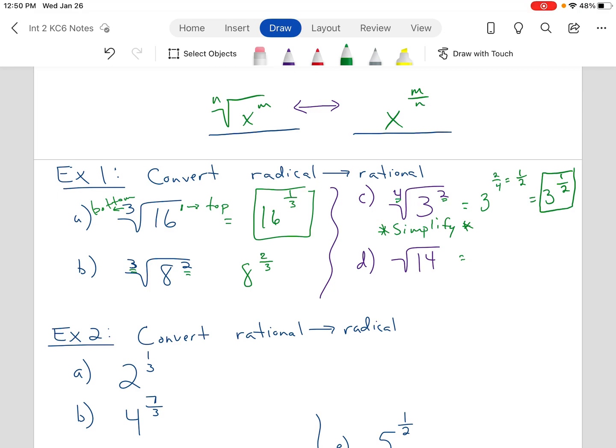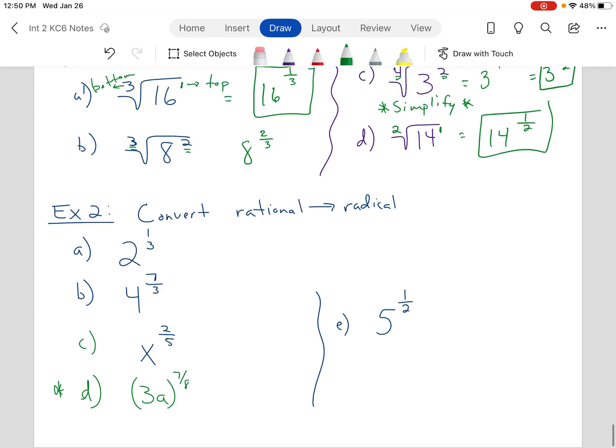Okay, and then the last one, D. I don't see any exponent, so that's going to be a 1 again, and I don't see any number as my index number. So when that happens, it is a square root, right? So for a square root, the number is 2. Just like a number has an invisible exponent of 1, a square root has an invisible index of 2. Okay, so this will actually be 14 to the 1/2 power.